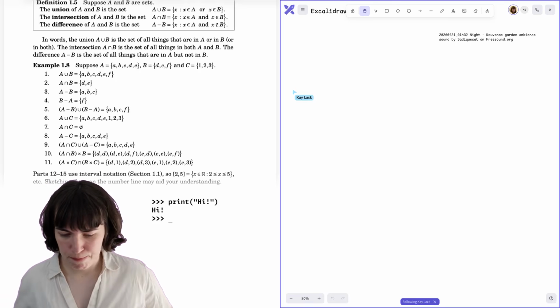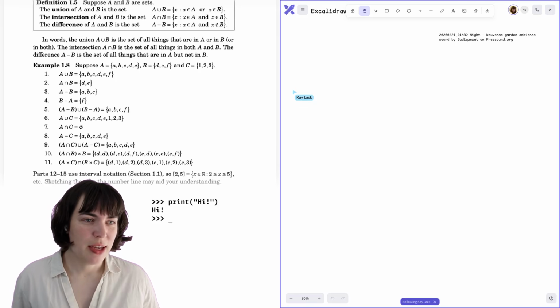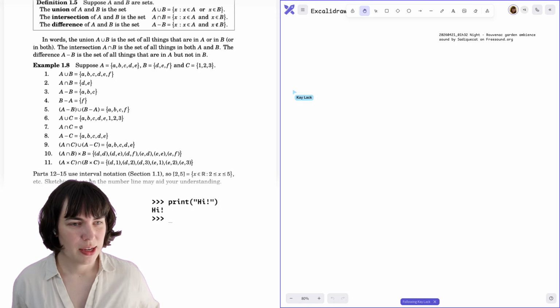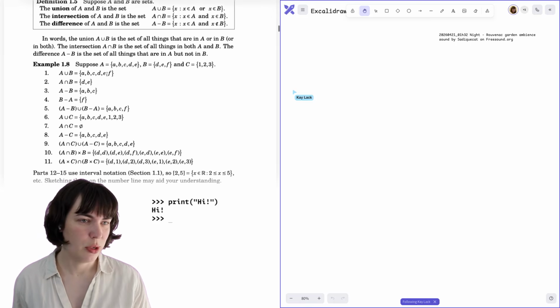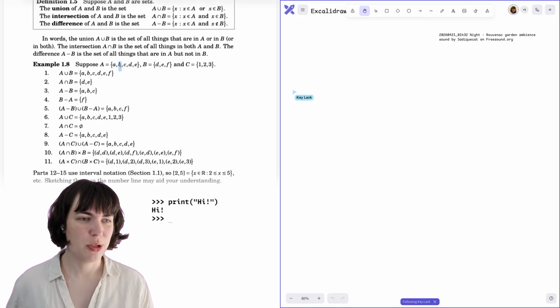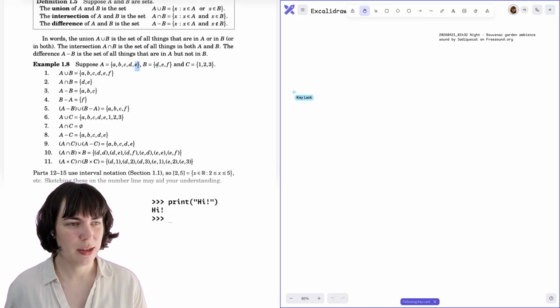Example 1.8. Suppose A is {a, b, c, d, e}, B is {d, e, f}, and C is {1, 2, 3}. A union B is, well, everything from both. Now, we are not talking about concatenation as in a list here. We're talking about these as elements which have a kind of quality to them. So this is the same d here and the same e here.